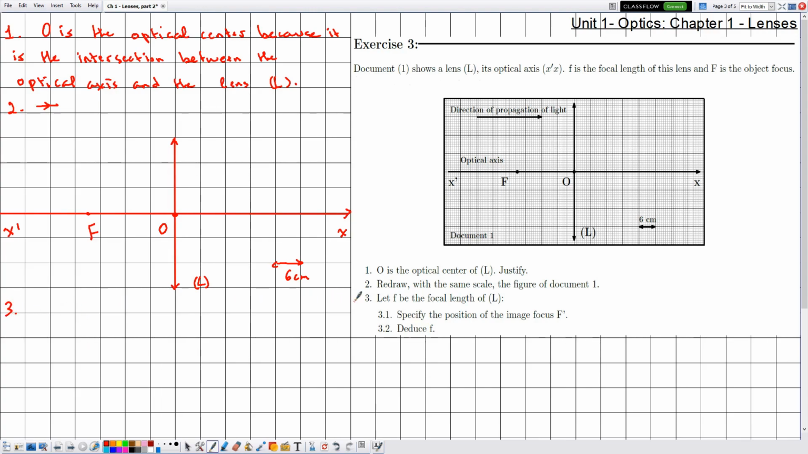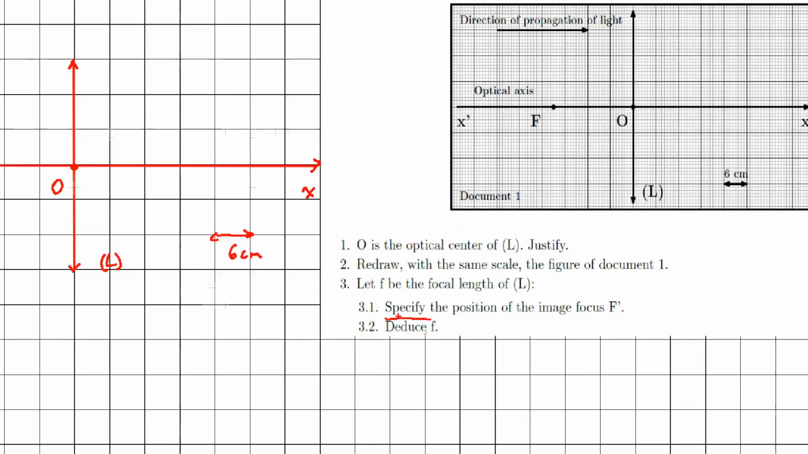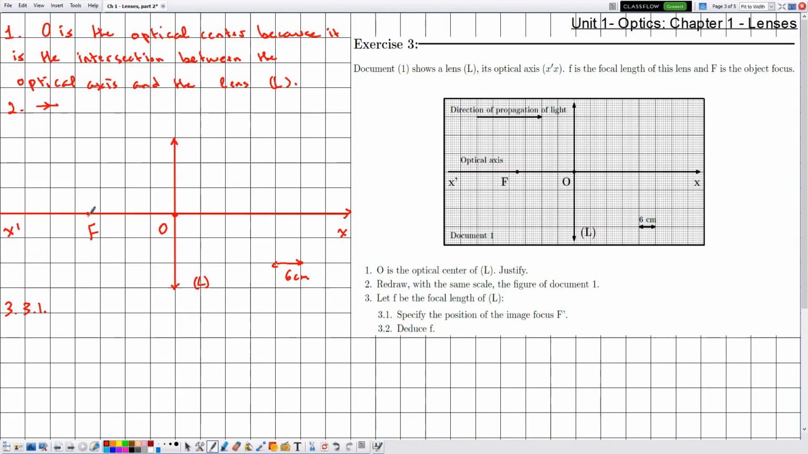Now in number 3 they are telling me let f be the focal length of L. 3.1. Specify the position of the image focus F prime. So the word specify means that we need to justify. So we know the position of the object focus F, then we can directly deduce the position of the image focus F prime because we know that F and F prime are symmetric with respect to the optical center O. So 1, 2, 3, 3.5. This is the position of the image focus F prime.